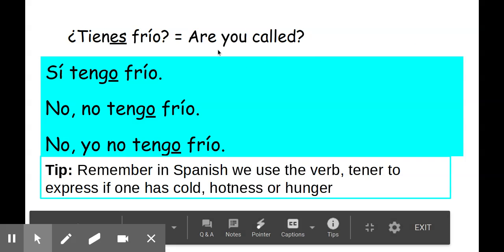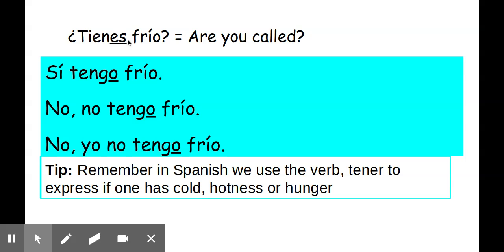¿Tienes frío? Are you cold? This is a question to you. It is in the tu form. You have to then change it to the yo form. Tener is a go verb, which means it has a go in the yo form. So it's sí, tengo frío. Yes, I have cold. Or the negative of that would be no, no tengo frío.